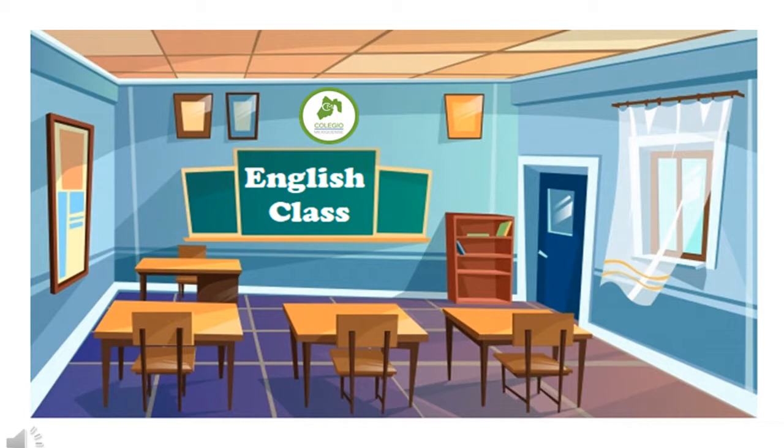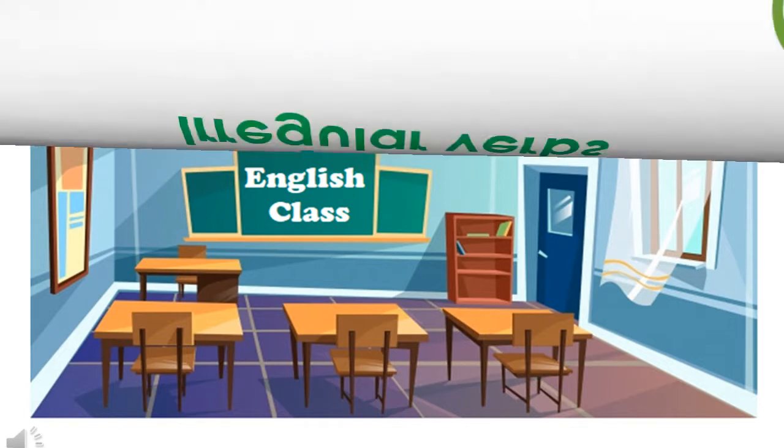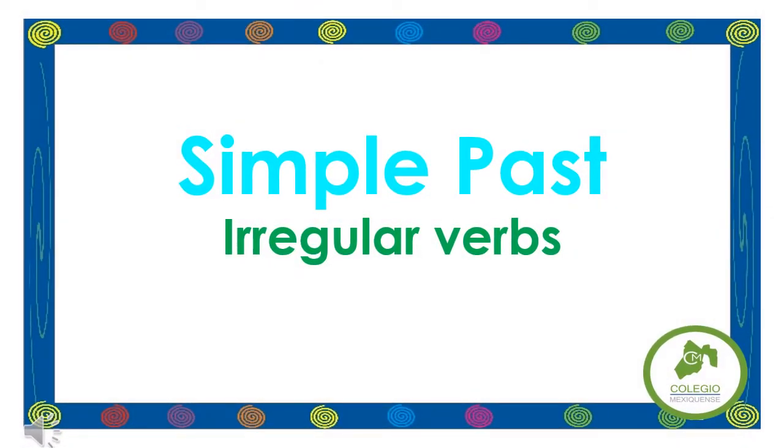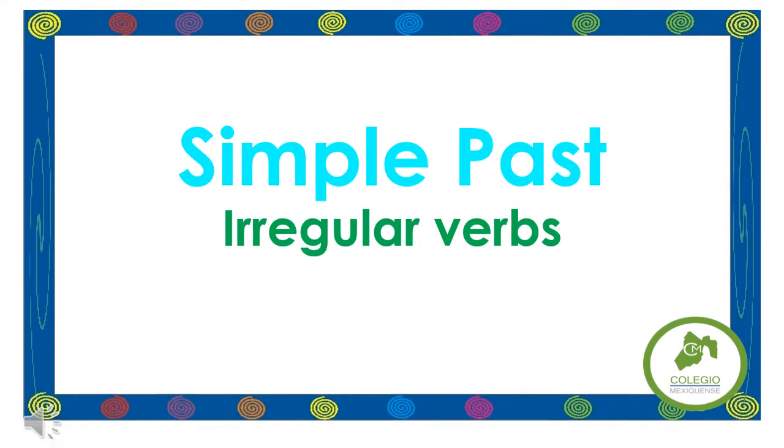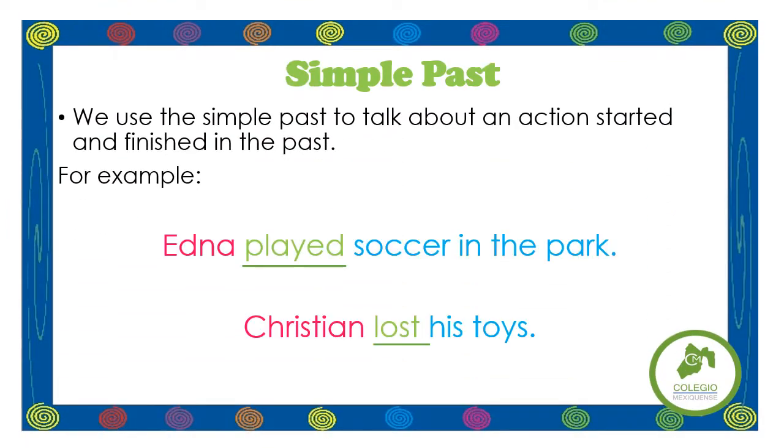Today we are going to talk about simple past with irregular verbs. Remember, we use the simple past to talk about an action started and finished in the past. For example, Edna plays soccer in the park. Christian lost his toys.